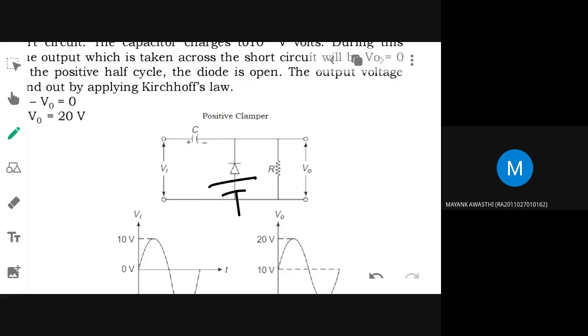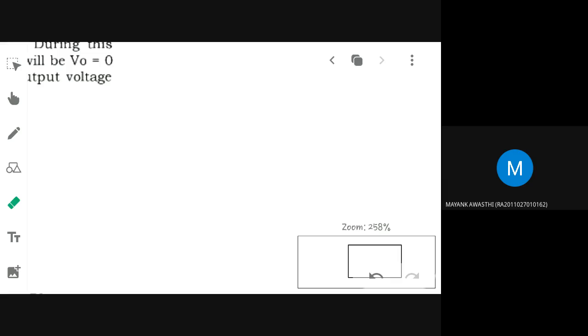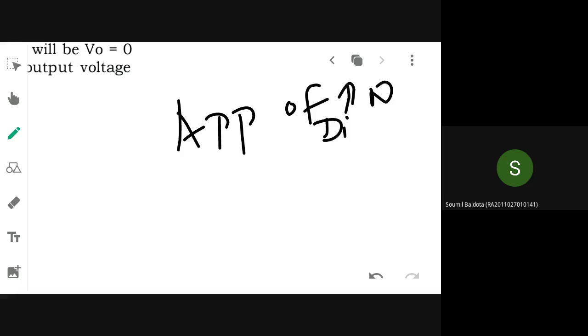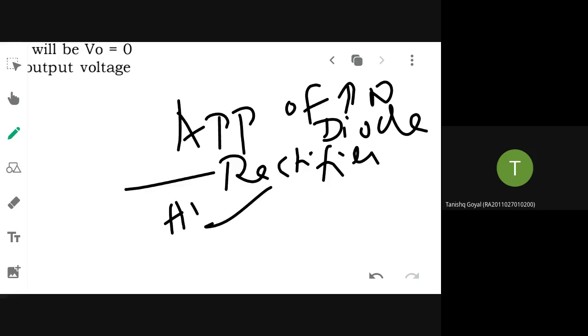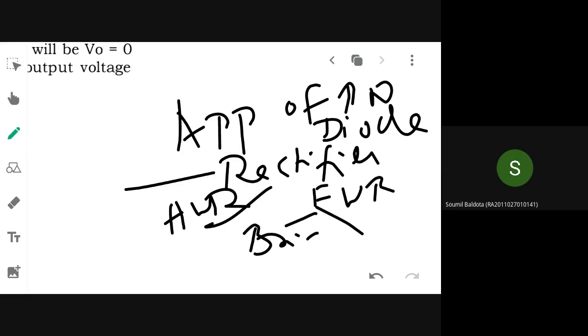So now finally, in conclusion, what are the different applications of the diode? Applications of the PN diode: clipper, clamper, rectifier. Under rectifier, what are the categories you are having? Half wave and full wave. Under full wave, what are the two types? Bridge and center tap.